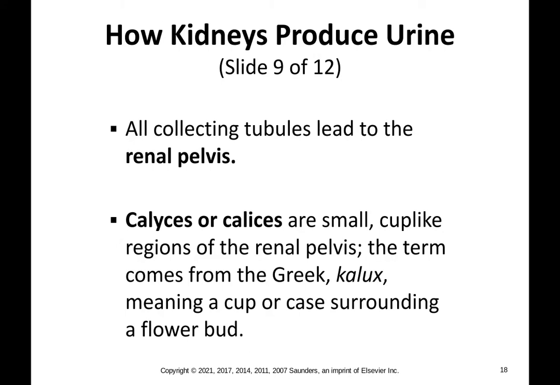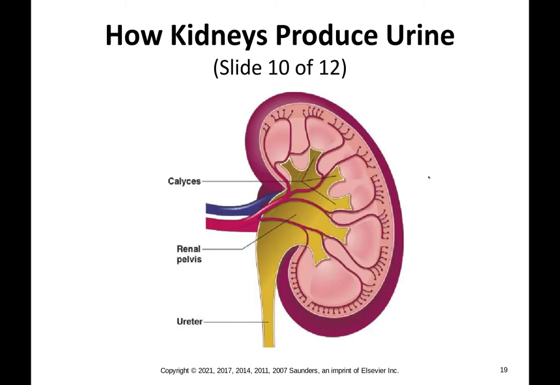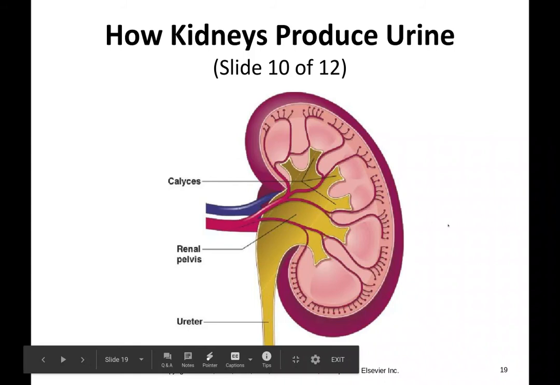So all the collecting tubules lead to the renal pelvis. Calyces are small, cup-like regions of the renal pelvis. And the term comes from the Greek calyx, which means a cup or a case surrounding a flower bud. So here you have the little calyces that look like cups, the renal pelvis leading out of the ureter.